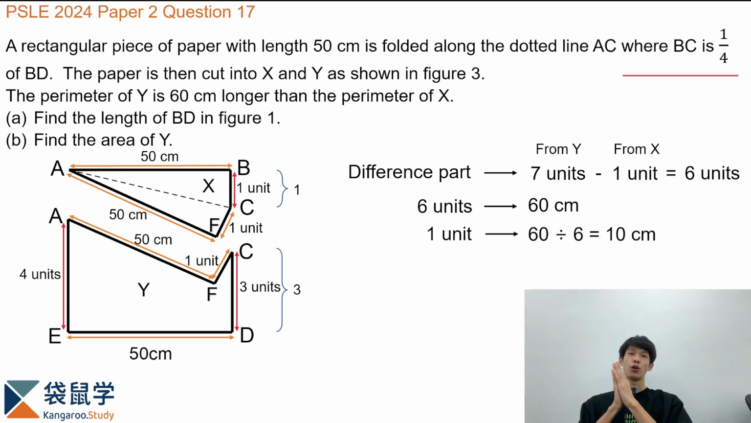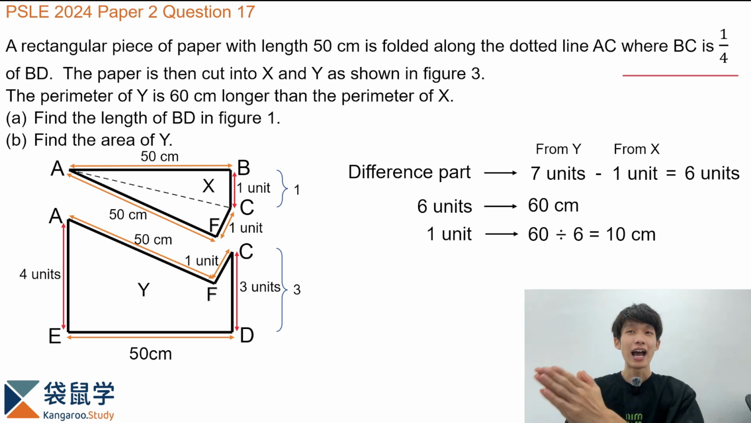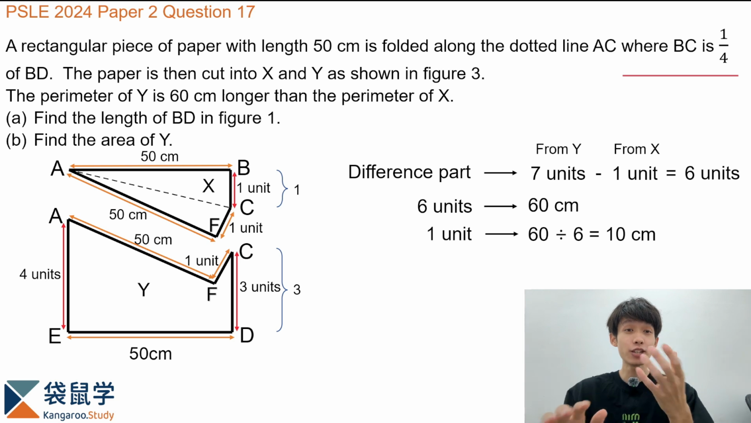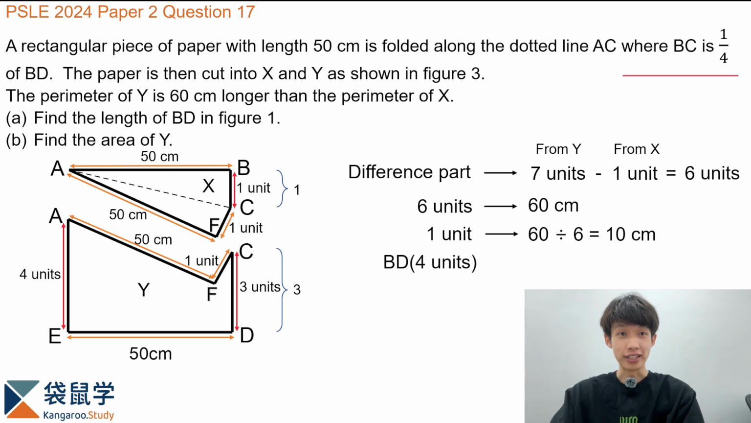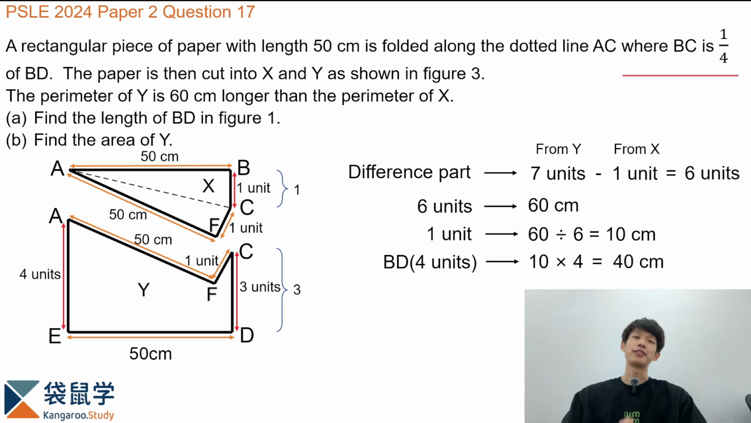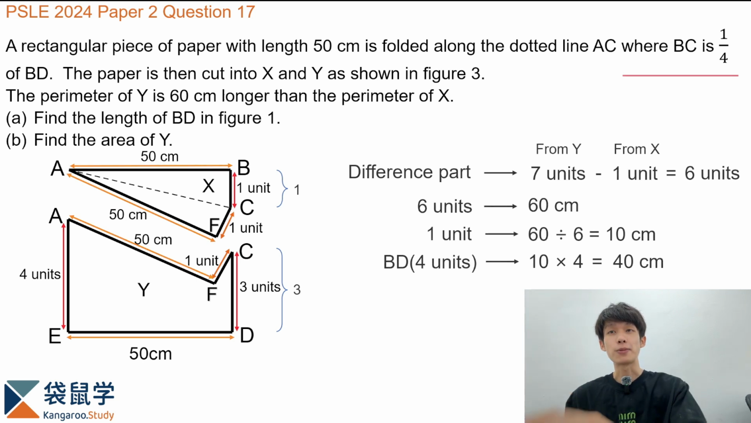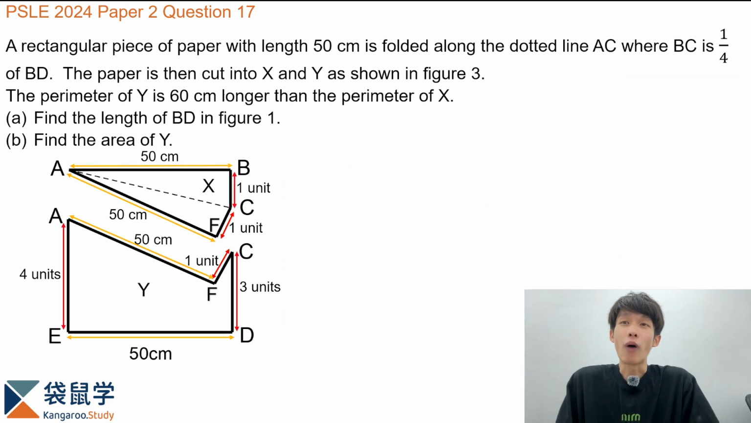Next, we have found the value of 1 unit. How about BD? BD should be represented as 4 units. So it's very simple, it's just 10 times 4, which gives us 40 centimeters. Now we have solved question A. And moving on to question B, find the area of Y.